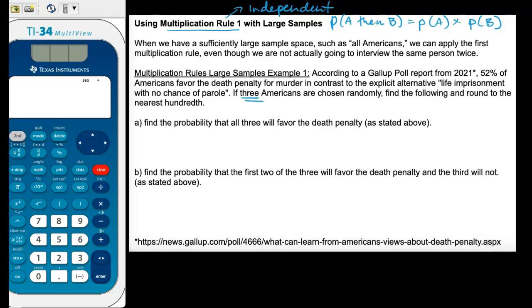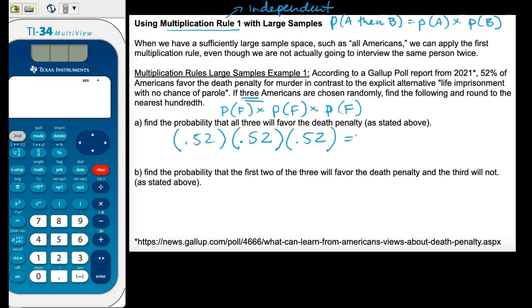So we take the probability that the first person favors the death penalty, which is 0.52, and multiply that by the second person favoring it, 0.52, and then the third person. This is the probability of someone favoring times the probability of someone favoring times the probability of someone favoring the death penalty. We multiply those all together. A really quick way to put that in your calculator is to use the exponent key: raise it to the 3rd power, which saves you a little bit of time.